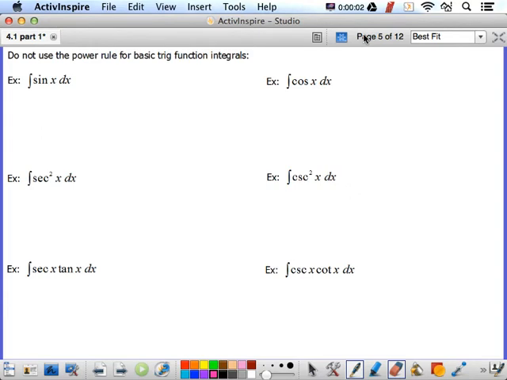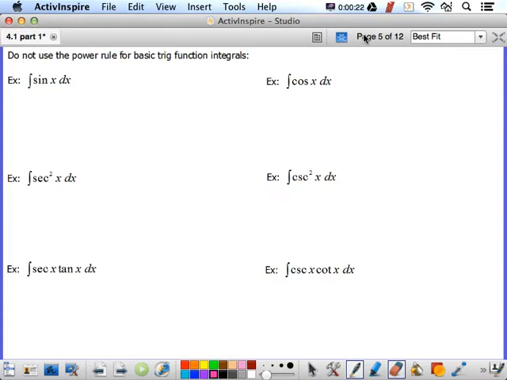The first thing we need to understand about integrating trig functions is that most of the time you do not use the power rule for trigs. We will eventually get into the deeper trig functions, just like we did with derivatives, where you do have to take into account the power rule. But for the basic trig functions, you don't need the power rule.